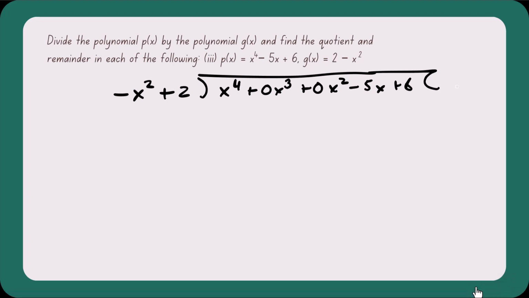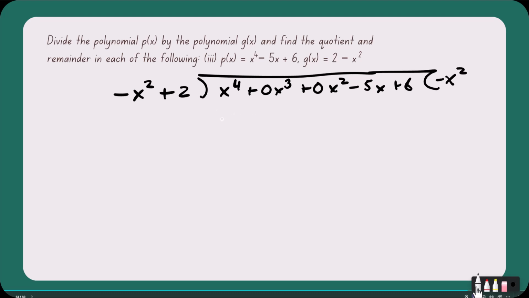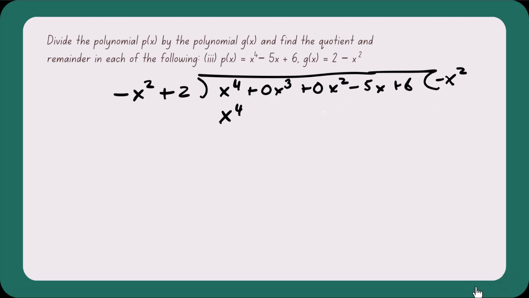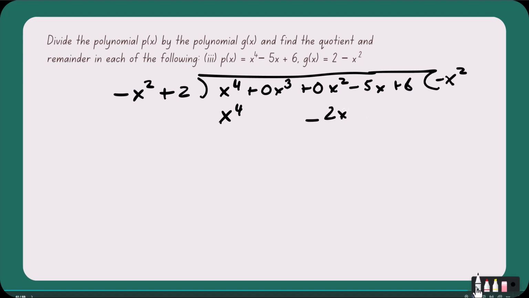So what is the first number? First number will be minus x square. Why minus x square? So I'll get plus x raised to 4. Then what do we have? Minus x square and 2, so it'll become minus 2x square, right? So I'll write it here, minus 2x square. Now we'll subtract. So what happens? This will become plus, this will become minus, right? This will cancel out. So we have plus 2x square minus 5x plus 6.